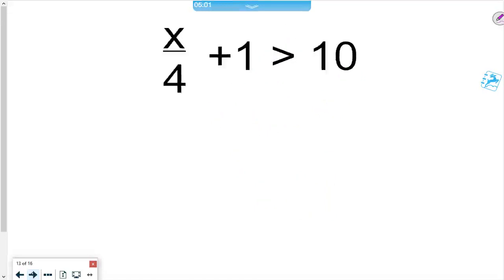199. x divided by 4 plus 1 is greater than 10. So we're going to start with the number that doesn't have the variable on the left side. So we're going to subtract 1. That cancels that out, leaving me with x divided by 4 greater than... well, I need to subtract 1 from here.